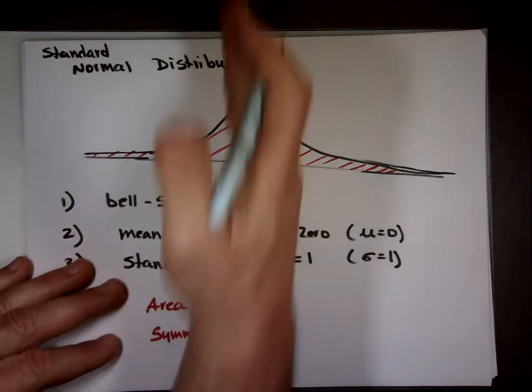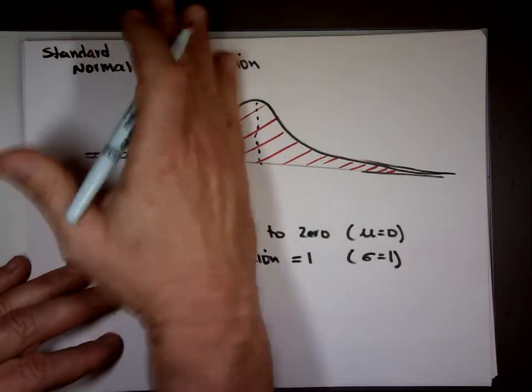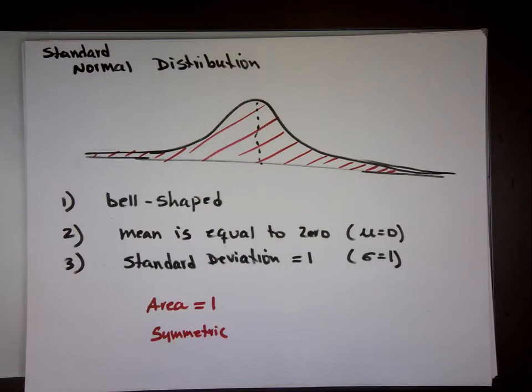If you take a knife and slice it in half, it's symmetric. Half to the right, half to the left. A lot of times you hear the word spread evenly. Evenly means symmetric.